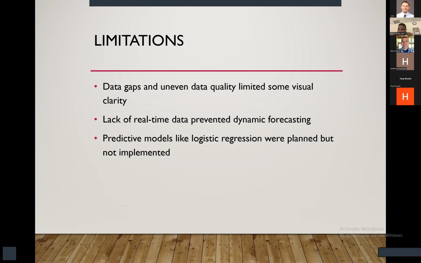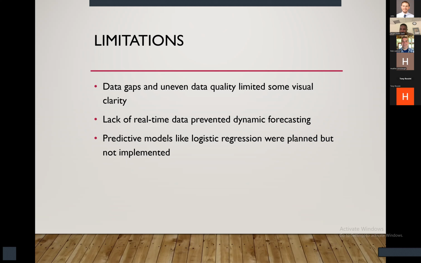Secondly, the lack of real-time or near real-time data prevented the incorporation of dynamic forecasting methods. This was especially relevant for modeling sudden regime changes or coup risks, which often evolve rapidly in volatile environments. Had real-time protest monitoring or updated institutional scores been available, we could have built more responsive models.